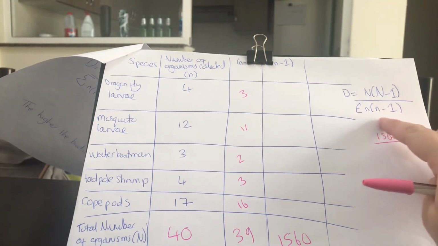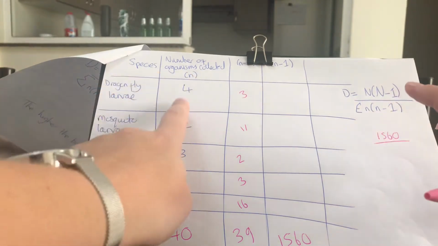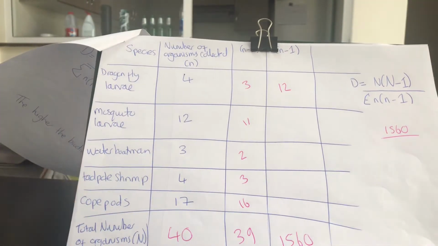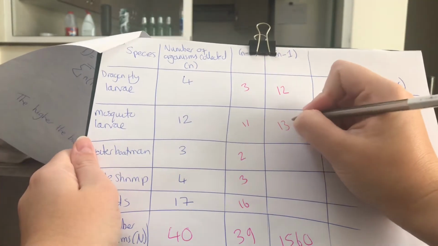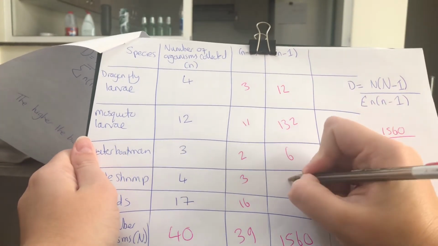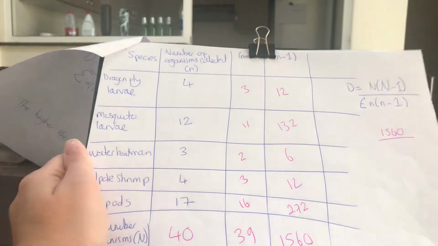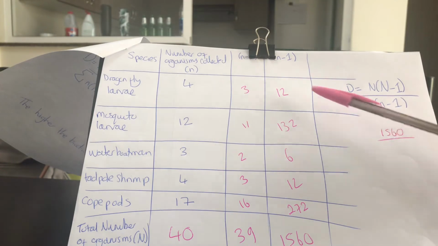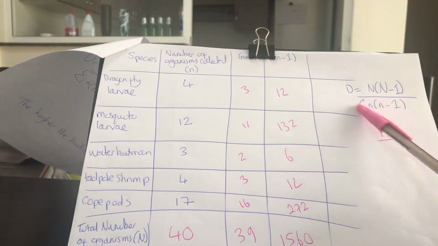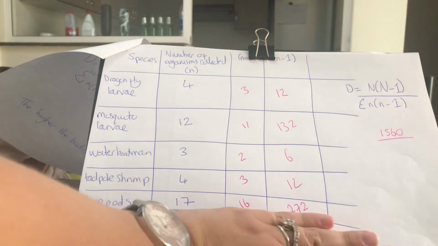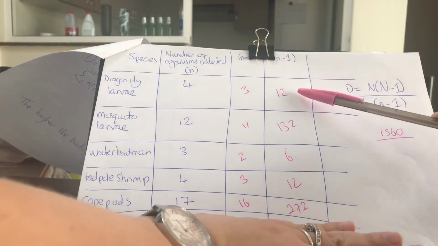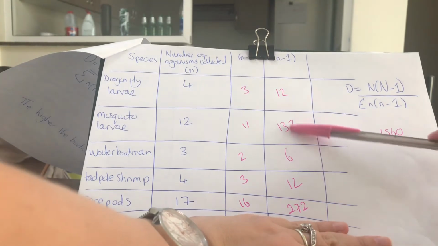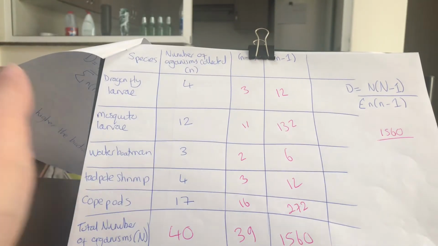I now need to times this n minus 1 by my n. So I'm going to do 4 times 3, which is 12, and then work my way down doing the rest of them: 132, 6, 12, and 272. Now I've got all of my lowercase n's times my n minus 1's calculated, so I've got to figure out the sum of those. Again, ignoring this row down here, I need to add 12, 132, 6, 12 again, and 272. Add up all of those, and I can tell you that answer is 434.